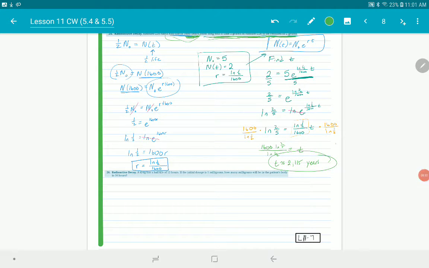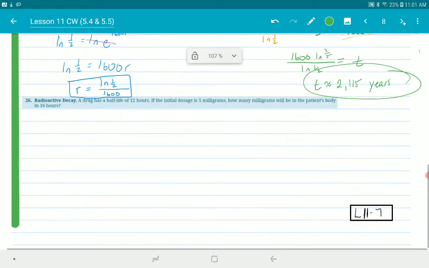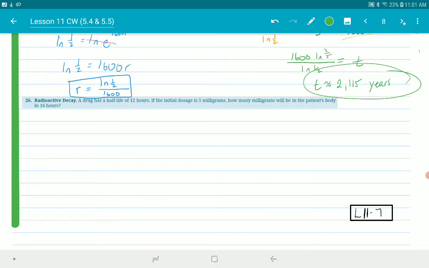For 26, we have a drug that has a half-life of 12 hours, and the initial dose is 5. We want to find out how much will be in there after 16 hours. So again, we need to use the half-life to get the rate, because we have the time and we have the initial. We need to find the amount in the patient's body after 16 hours. We have the initial, we have e, and we have the time, but we don't have r.